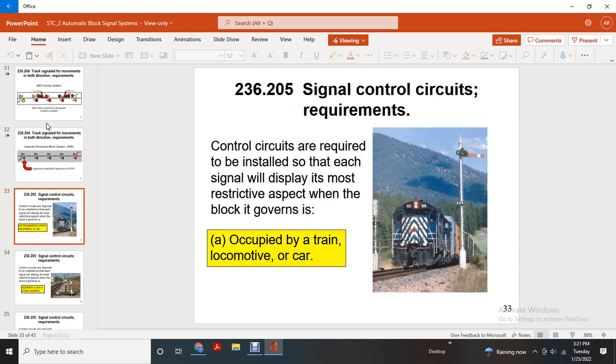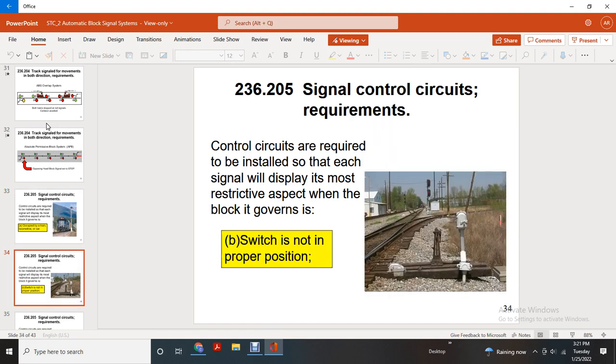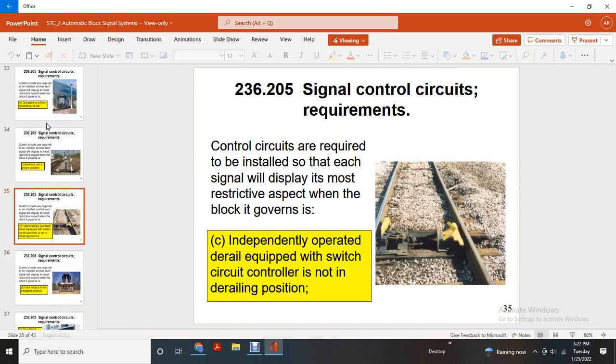Control circuits are required to be installed so that each signal will display the most restricted aspect when the block it governs is occupied by a train, locomotive, or car. Control circuits are required so that each signal will display the most restricted aspect when the block it governs is occupied. Switch is not in proper position.